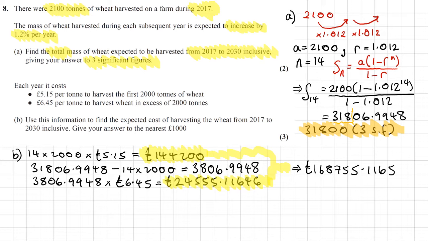Now it does say we need to give this answer to 3 significant figures, so we're really only interested in those 3. So that means that 8 is going to get rounded to 9. So to 3 significant figures, that's going to be £169,000. 3 zeros, yep. 3SF. So it's something like that. And that's question 8 done.